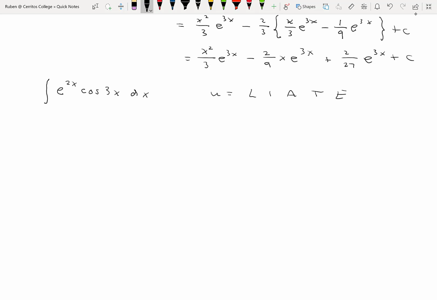We select a u and then a dv. A dv would be chosen for us once we've selected the u. So we go through the list. Log functions? Nope. Inverse trig functions? Nope. Power functions? Nope. Exponential functions have powers, but the algebraic functions are powers of x. Trig functions? Yes. So u equals the cosine of 3x. dv is the rest.